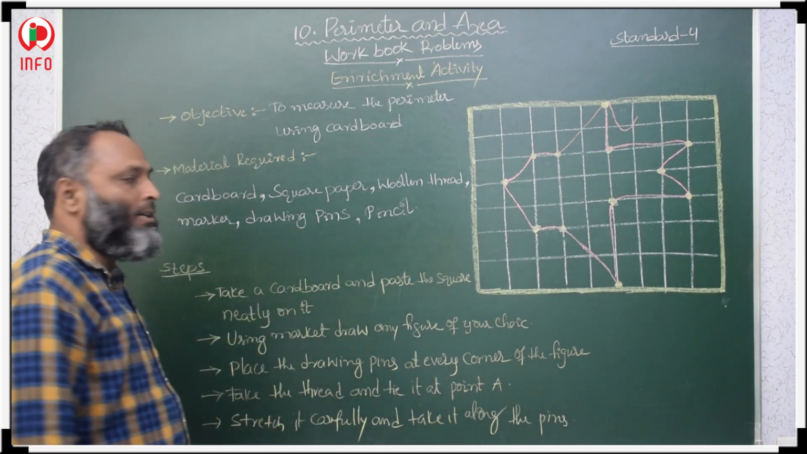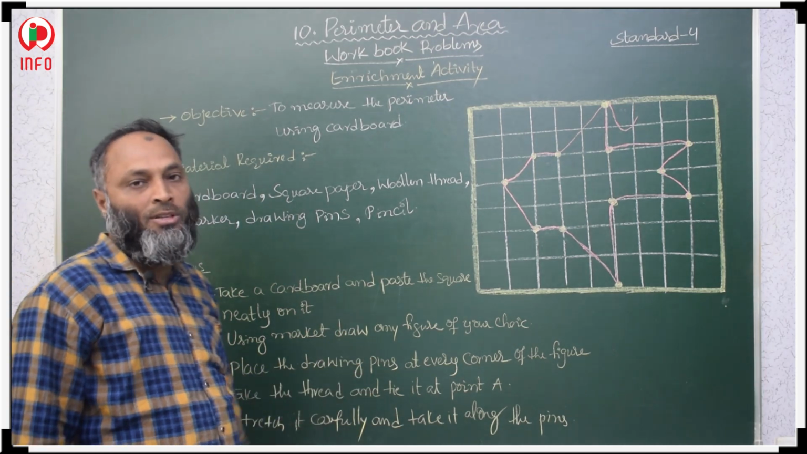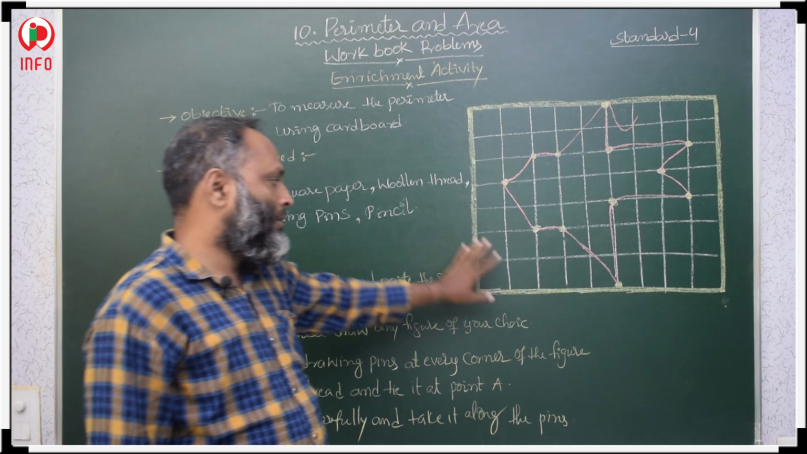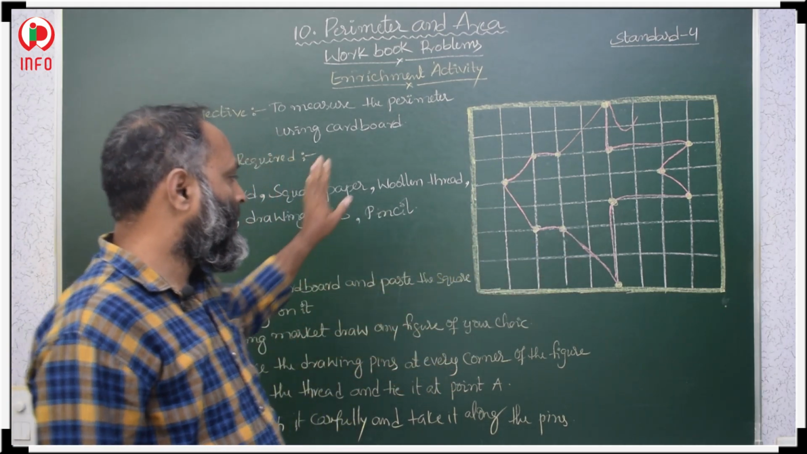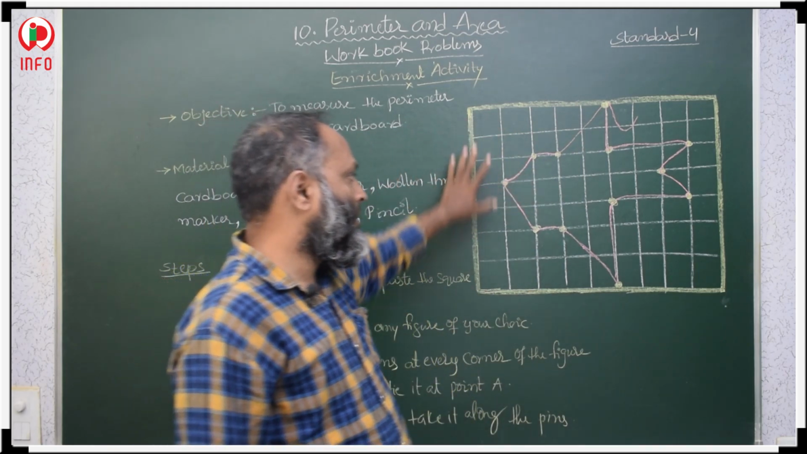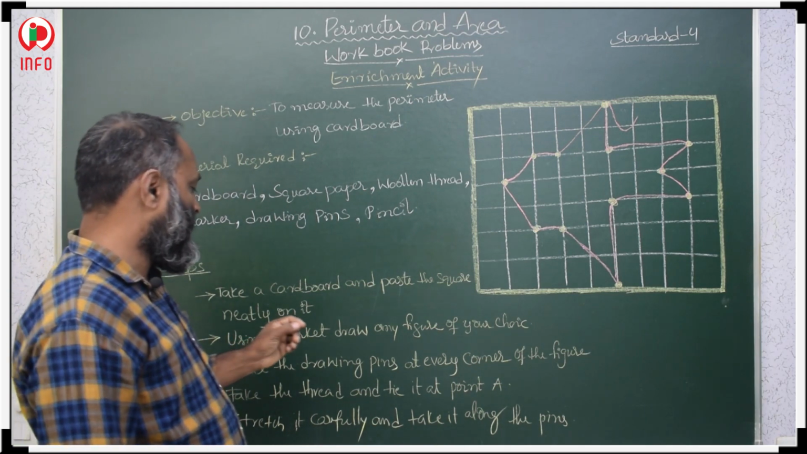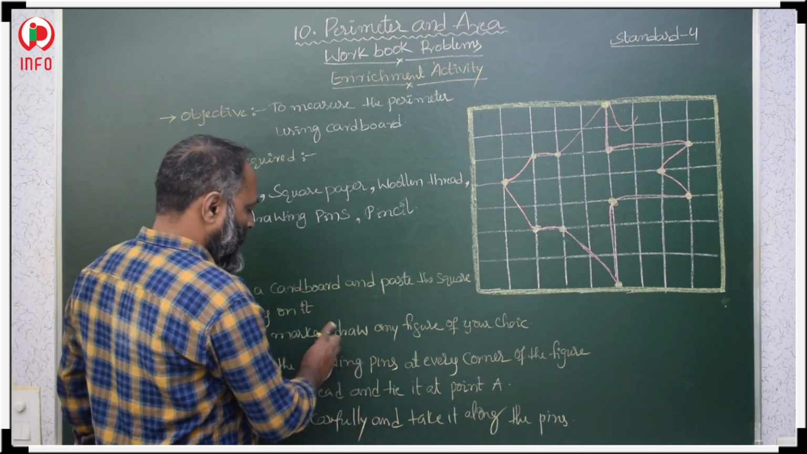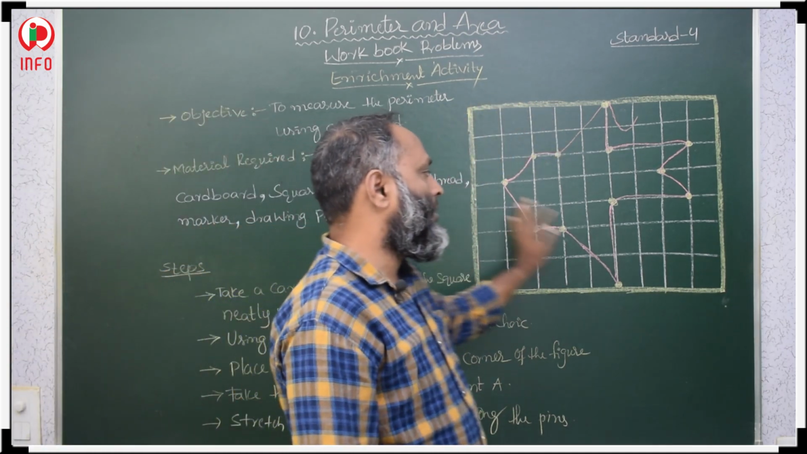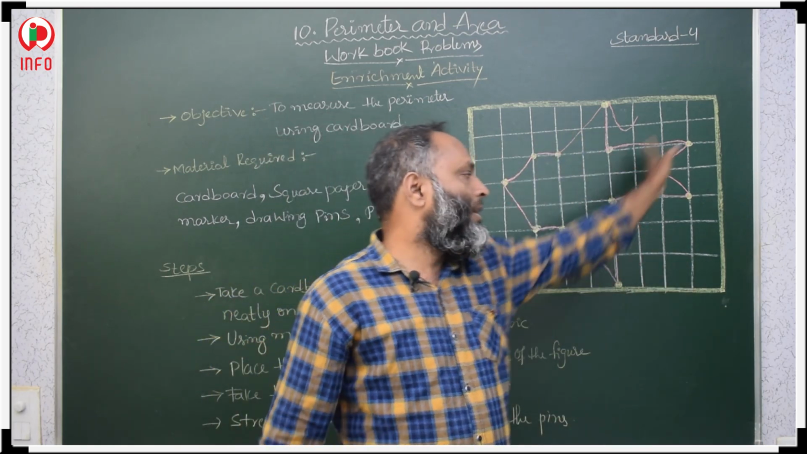See here. What is the procedure? What are the steps? We are going to find the perimeter of a particular picture. First take one cardboard and paste one square paper on it like this. Then after that, using a marker, draw any figure of your choice on this square paper.